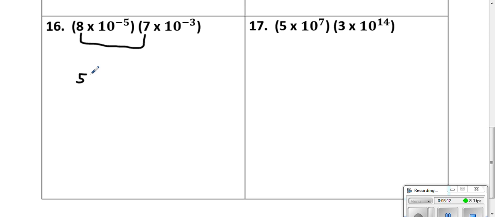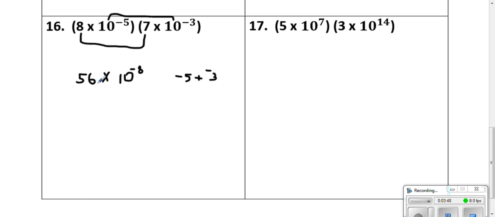For number 16, again, 8 times 7 is now 56. So right there, I know it's not going to be in scientific notation right at the end, and I'm going to have to change it. 10 to the negative 5th times 10 to the negative 3rd. Keep the base, add the exponents, negative 5 plus a negative 3. Negative 5 plus a negative 3 is a negative 8. And unfortunately, that is not it, because this number right here is not between 1 and 10.